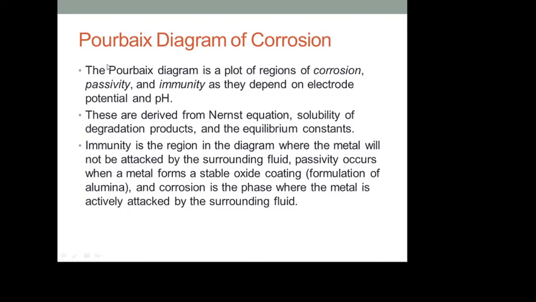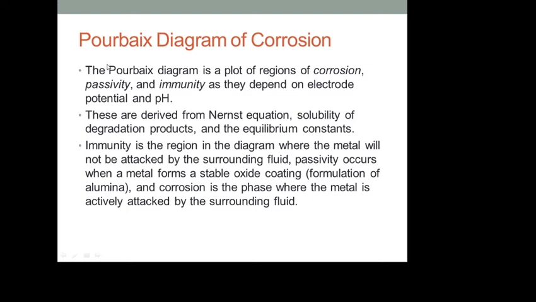Now you have the Pourbaix diagrams for corrosion. These specify the regions where the metal is corrosive, the region where the metal is passive, and the region where the metal is immune. All of these depend on the electrode potential and the pH of the fluid surrounding the metal. The diagram is derived from the Nernst equation, the solubility of degradation products, and the equilibrium constant.